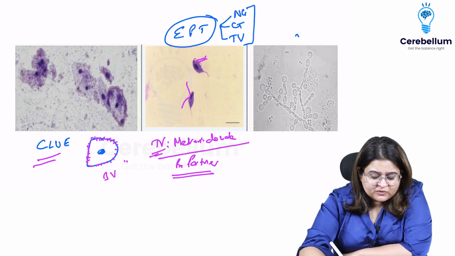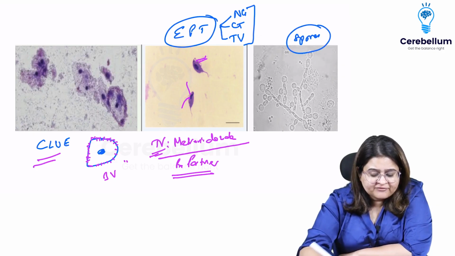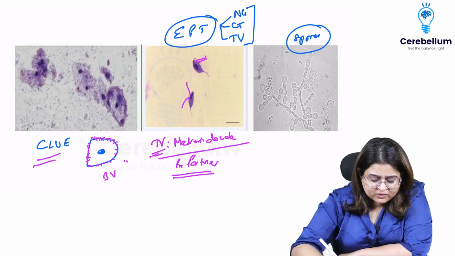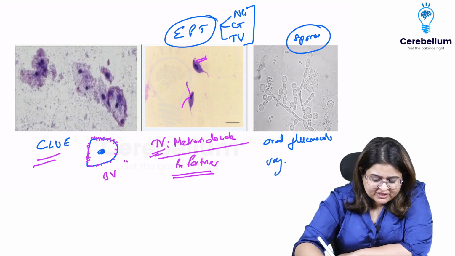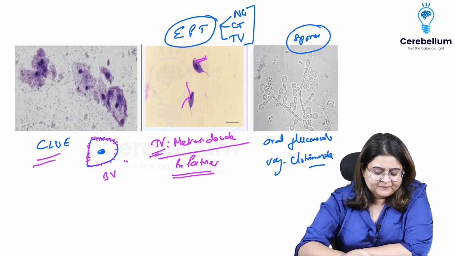The last slide is showing the spores and the hyphae of candidiasis. And here, how do we treat this? We can give an antifungal, so oral fluconazole or vaginal clotrimazole is what is given.